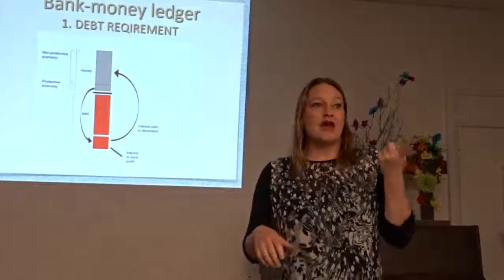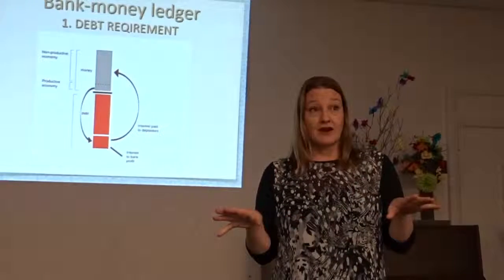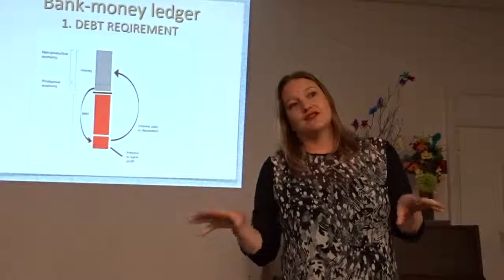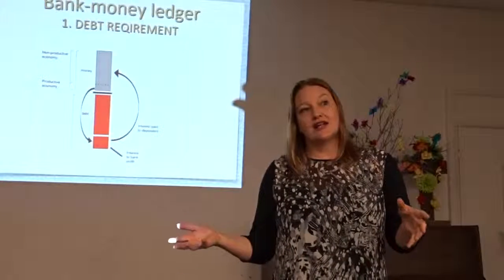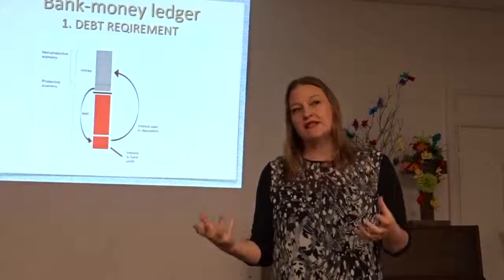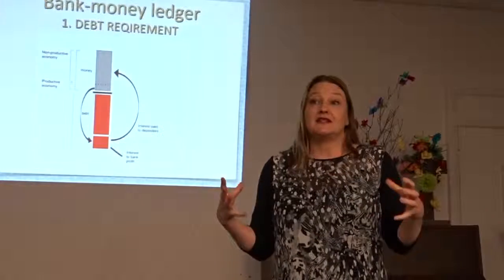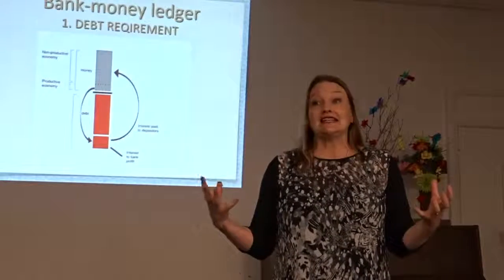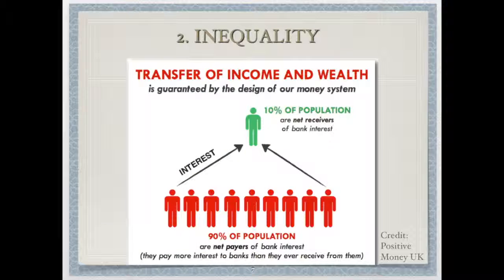There is a debt attached by a chain and a ball to every single dollar we've got. So even if you haven't got a mortgage on your house and you're debt free, all the goods and services in our society have that cost of the debt built into them. 90% of people are actually net payers of interest. It's a transfer of income and wealth from the bottom 90% to the top 10% of the population.